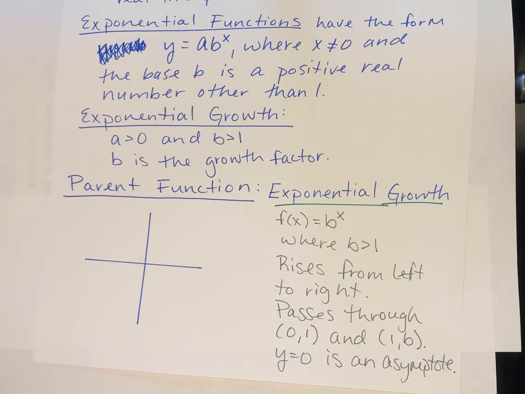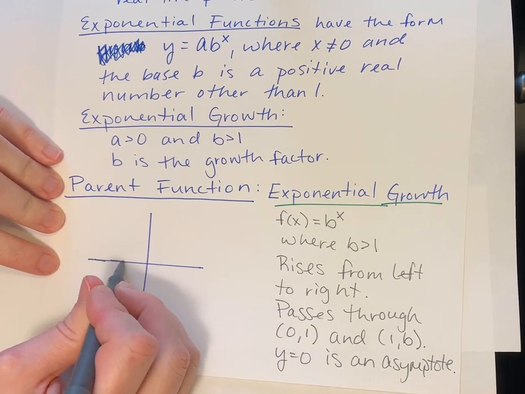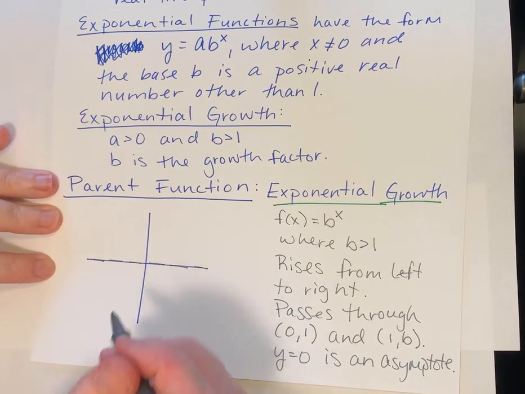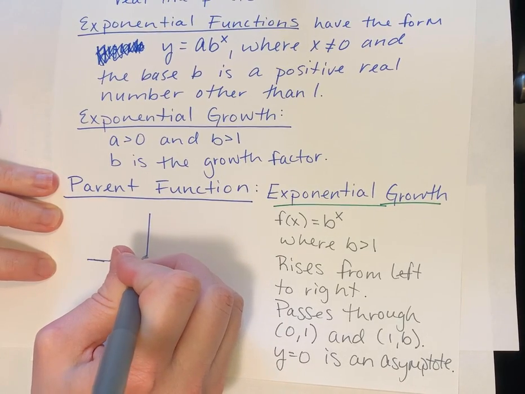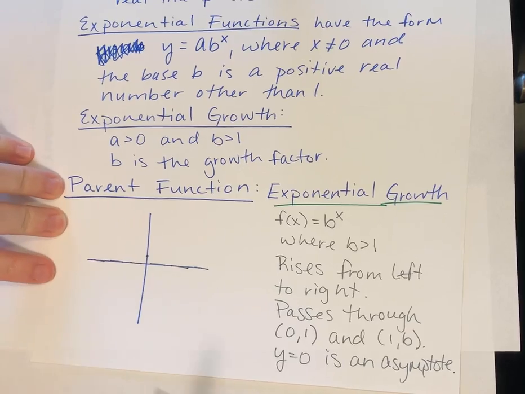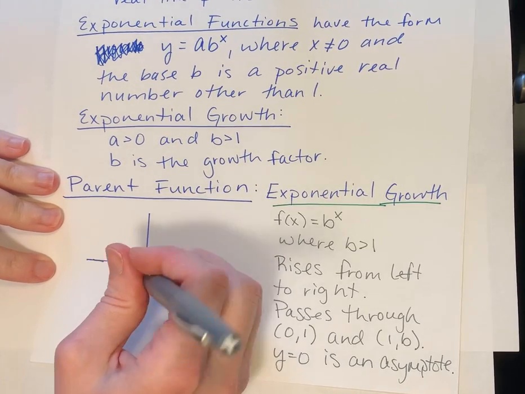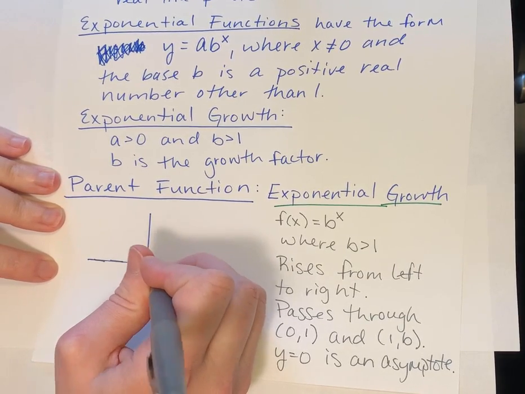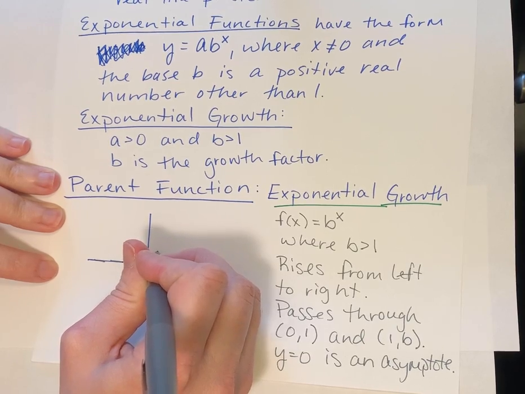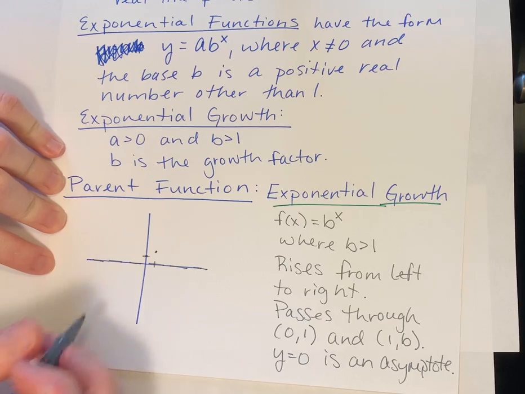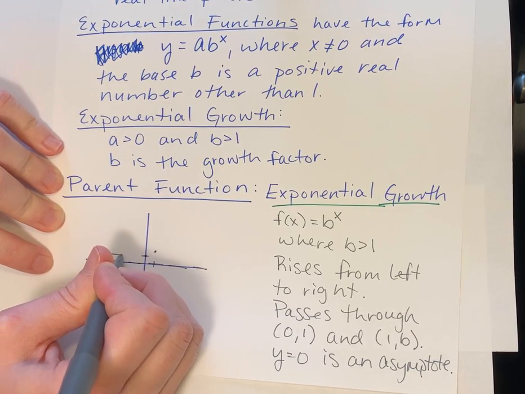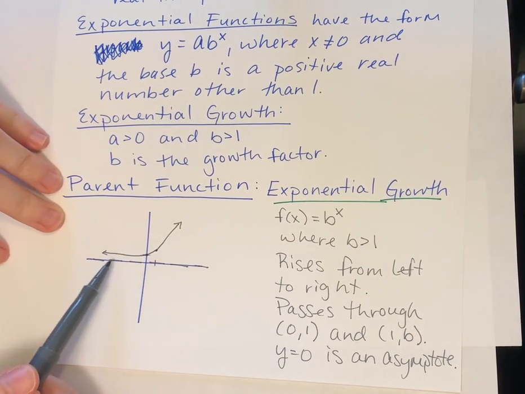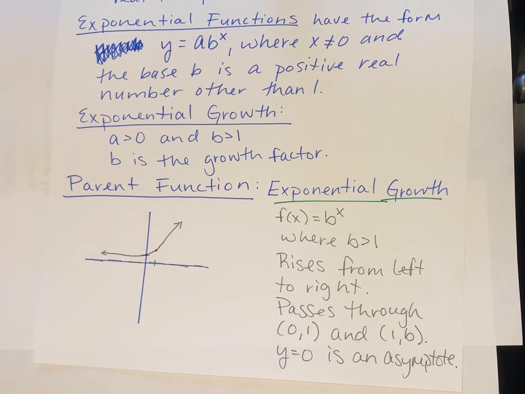All right, so let's graph our function. We have this asymptote here, and we have a point at 0, 1. Then depending on what b is, we'll have another point at 1, b. It could be anywhere really. Let's put it up here. And you're going to draw a curve that passes through these points and does not cross your asymptote. So it should look something similar to this.